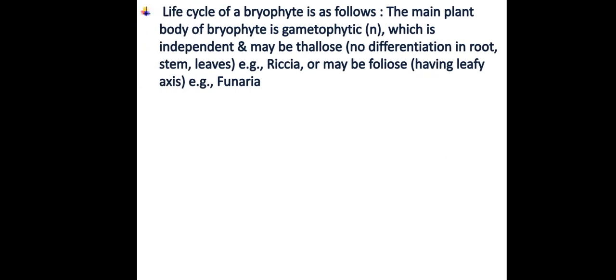Life cycle of a bryophyte is as follows. The main plant body of a bryophyte is gametophytic, or haploid (n), which is independent and may be thallose, with no differentiation into root, stem, and leaves, and Riccia is an example of this. Or it may be foliose, having a leafy axis, and Funaria is an example of this type.